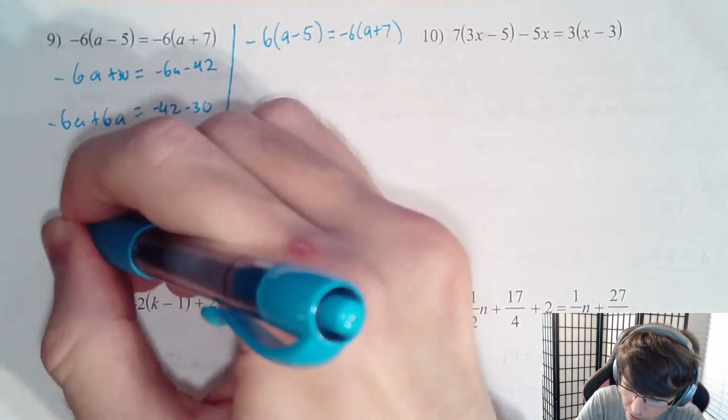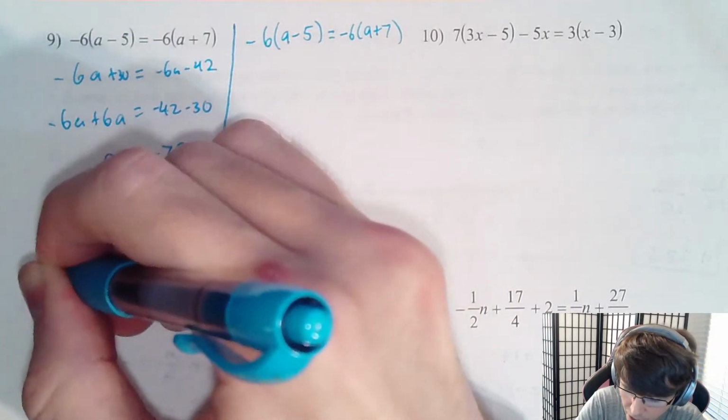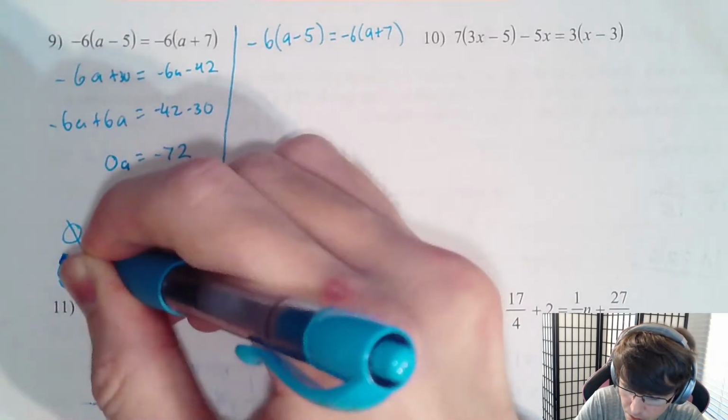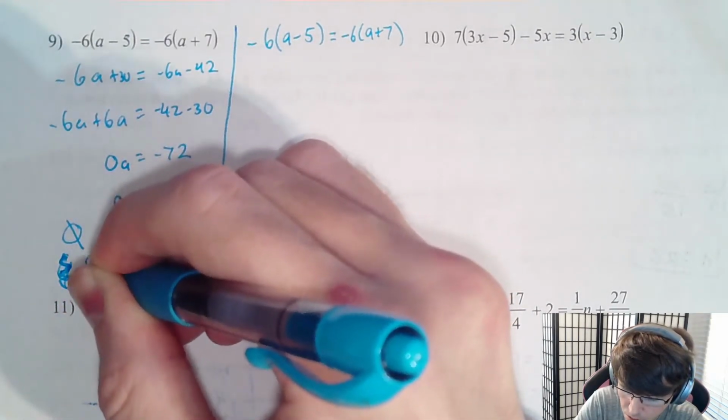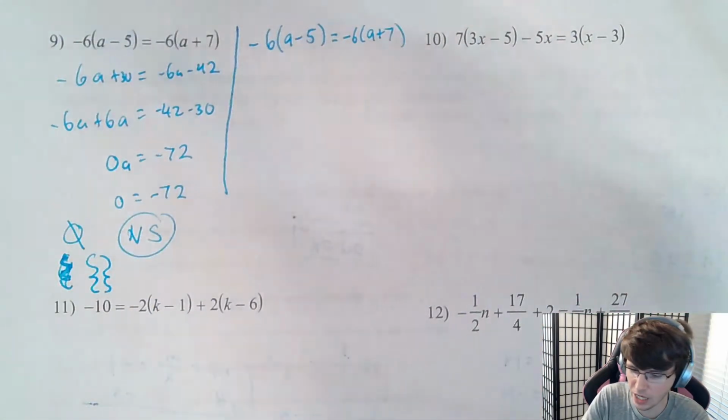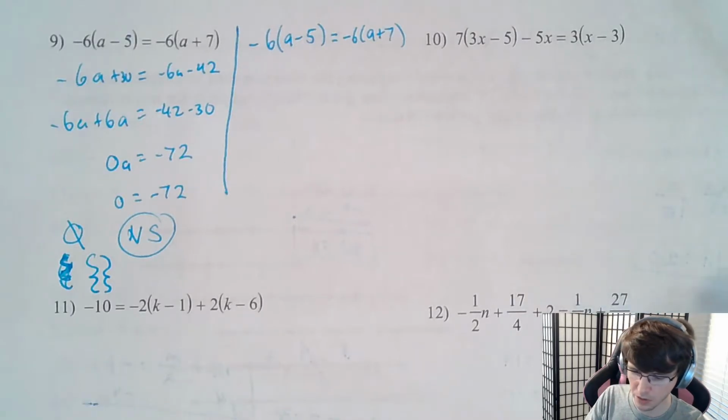If you want to be a little fancier, you can write it like that, or you could do this fancy little guy there. All of those would be acceptable. I like writing NS. I think it's the most clear that it's no solution.